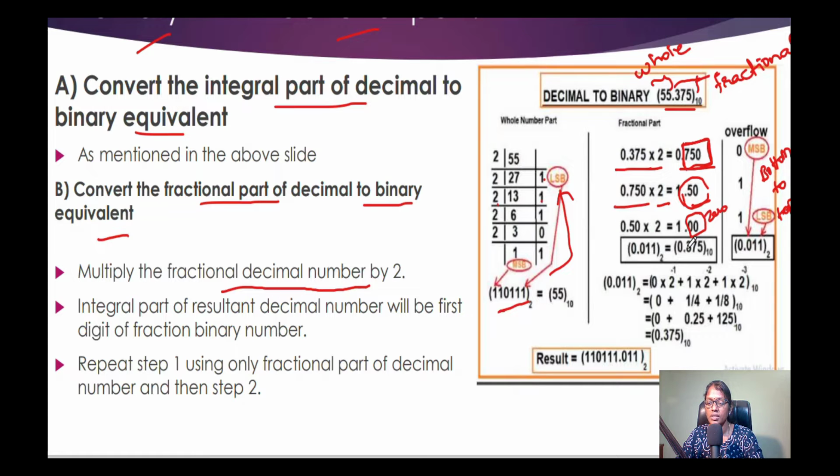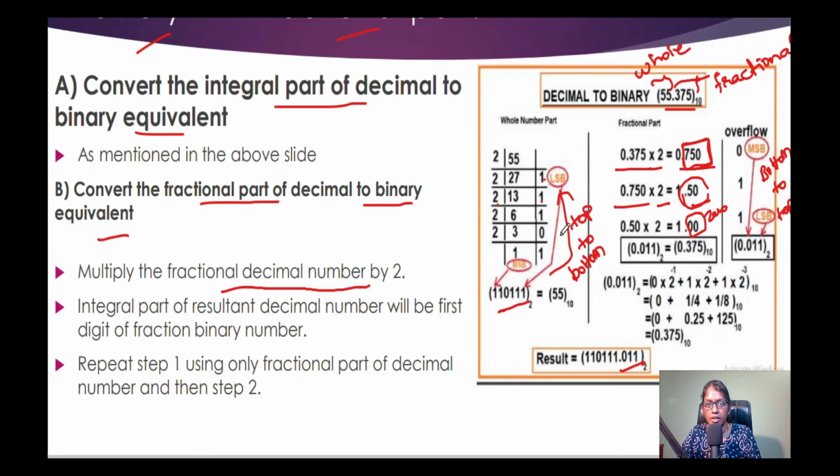Normally we write the whole part from top to bottom, but when you write down the fractional part, you have to write it from bottom to top. So 0 1 1 is its equivalent binary value.